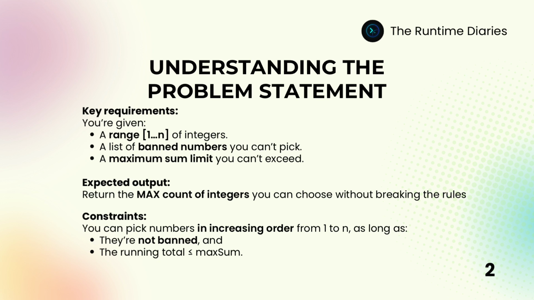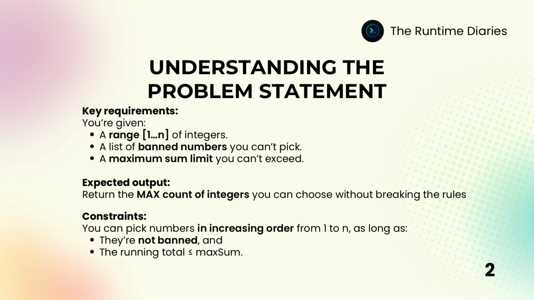Now here's what the problem says in plain English. Imagine you have a list of numbers from 1 to n, kind of like a shelf filled with boxes labeled 1 through n. But some boxes are banned. Maybe they're locked, broken, or just off limits. You're allowed to pick as many boxes as you want, but there's a catch. The total sum of numbers you pick cannot go above a certain limit called max sum. Your goal is simple. Find out how many boxes you can collect without breaking the sum rule or touching any banned ones. That's it. Simple in theory, but in practice, it tests how well you can translate constraints into efficient logic.